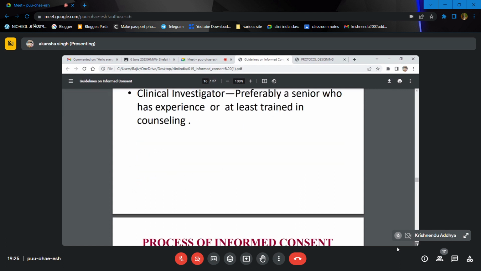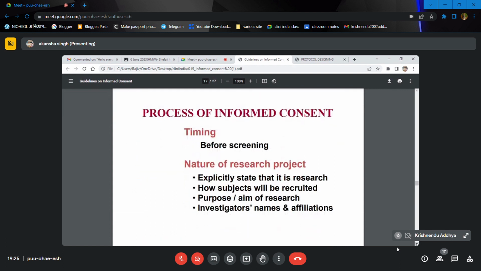Okay. Now, the process of informed consent. It starts before the screening. When you have a certain database, based on that you will select people, like you are going to conduct a study on osteoporosis, suppose. You have a list of subjects, so now the investigator will counsel each and every one, and this informed consent process will continue. After this, once 200 people have gone through the informed consent process, now it is time to screen.